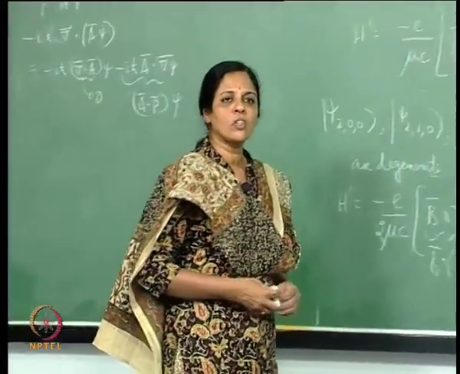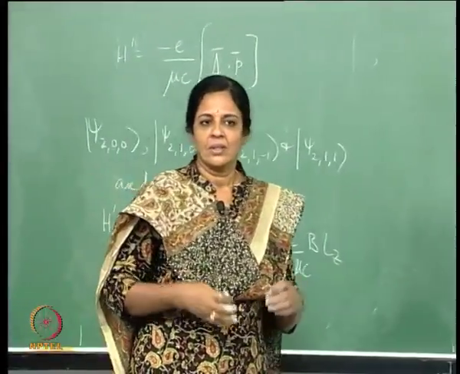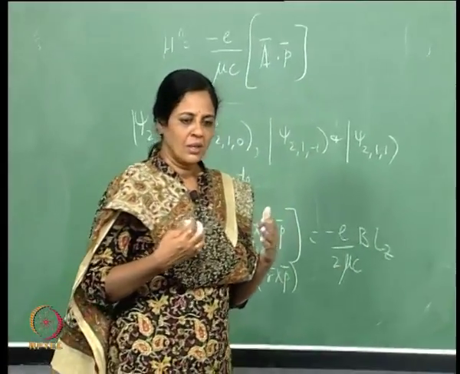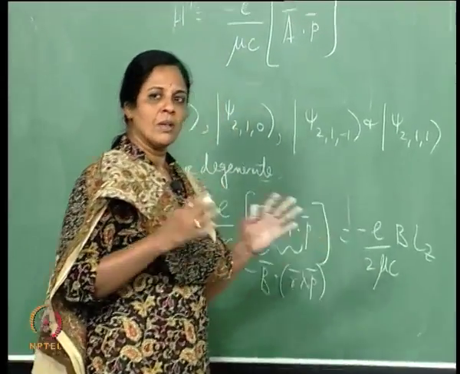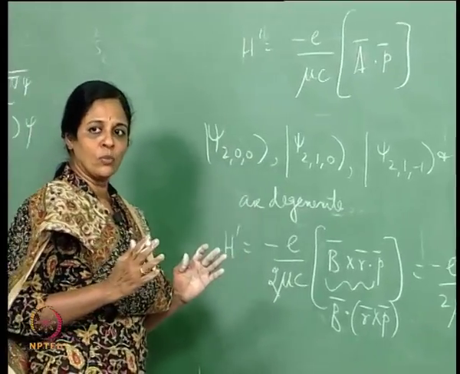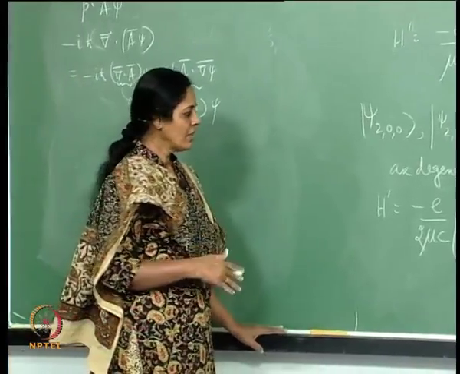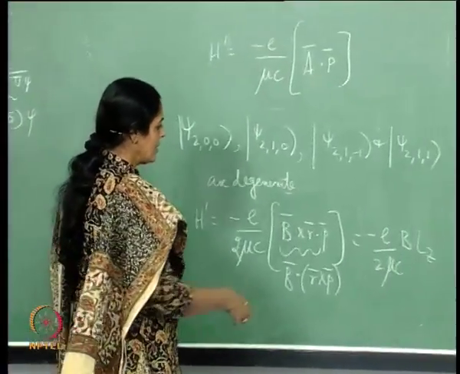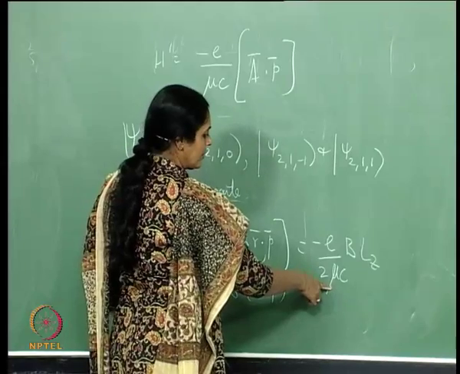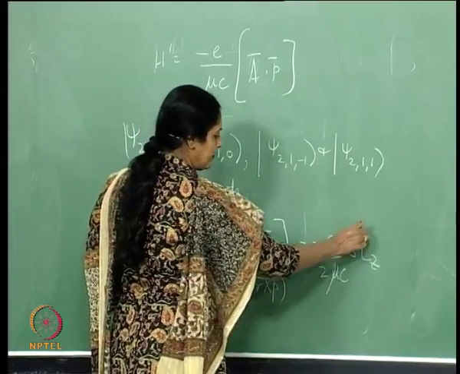It is clear that I have not put in spin. So, I am trying to address this problem with just the orbital angular momentum put in, excluding spin for the moment, and seeing what exactly I get. So, this is the operator that I have. This is H prime.